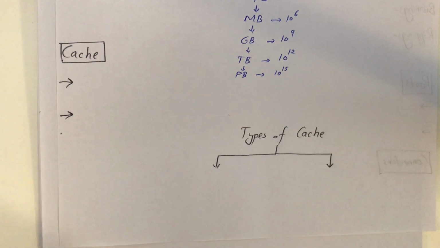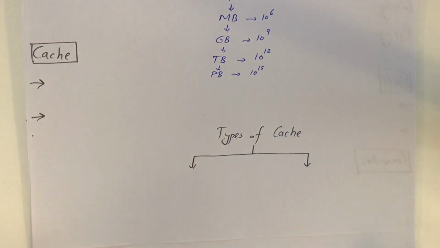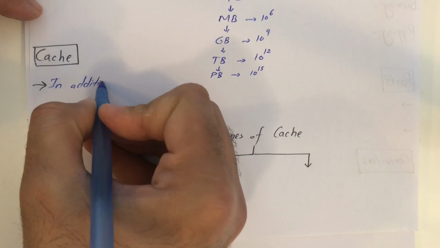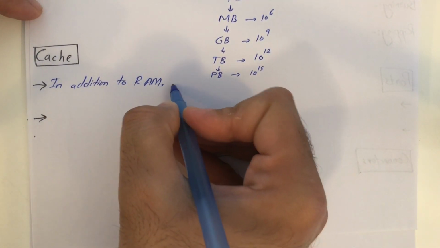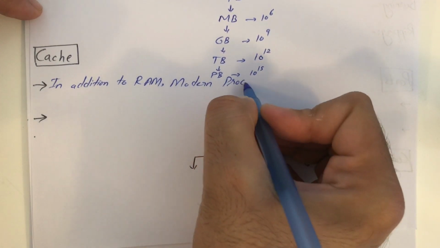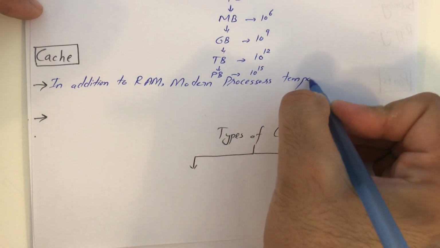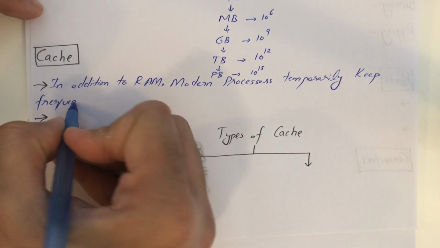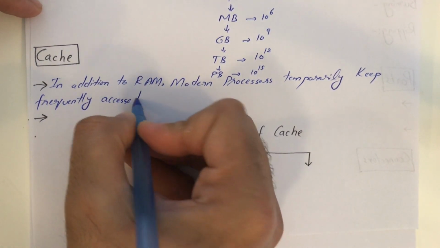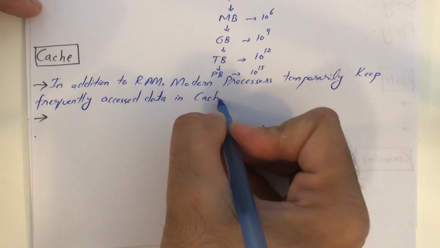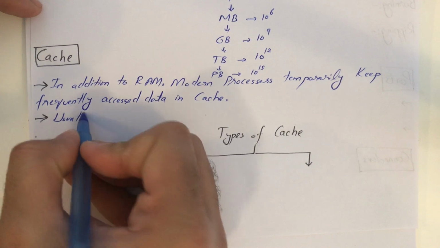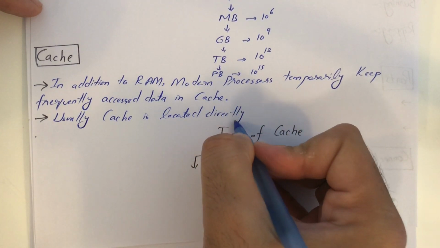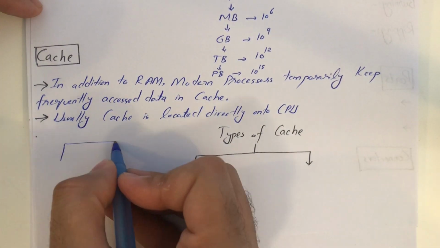Next is cache. It's also a very important concept, and nowadays it is a mandatory component which comes with the processors and memory as well. So cache is, you can say, in addition to RAM, modern processors temporarily keep frequently accessed data in cache. And usually cache is located directly onto the CPU. So basically, if you see down here, this is your processor.